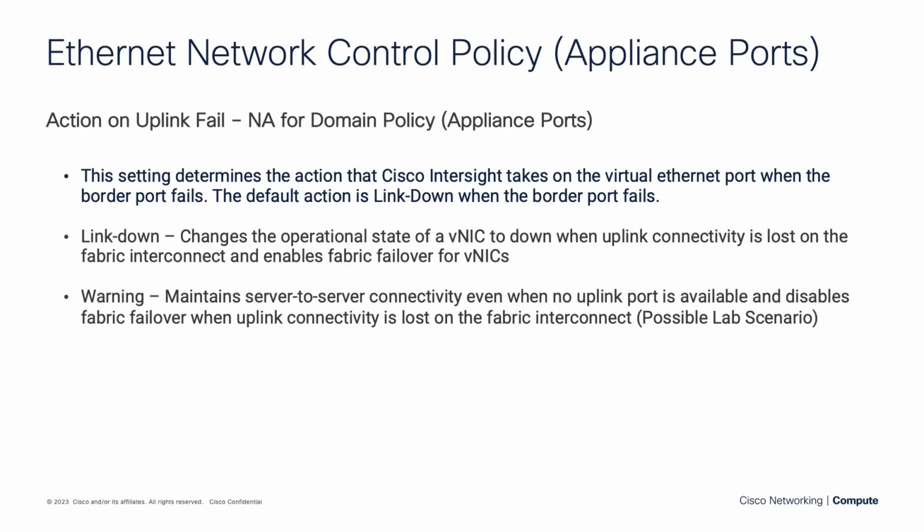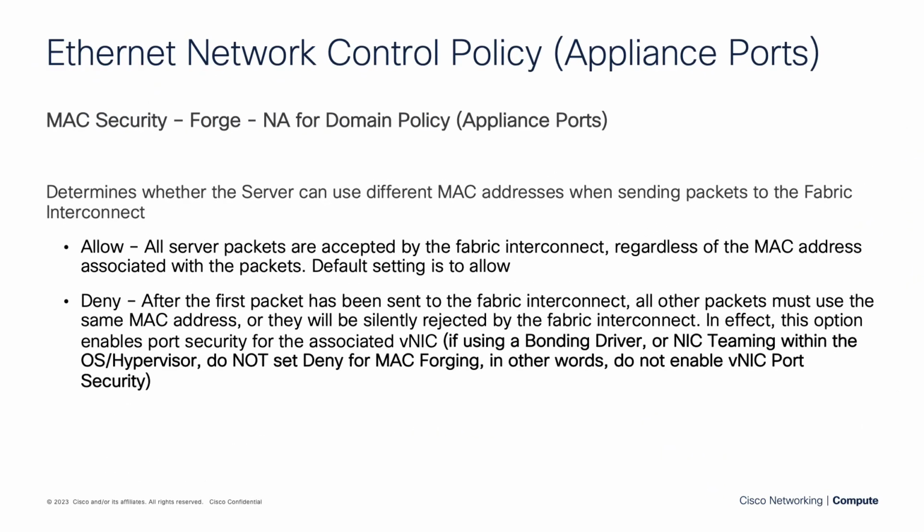Okay, moving on, we have a setting in the policy. It says action on uplink fail. Again, this is not really applicable for appliance ports, so just keep the default setting there. It's not going to be looked at anyway. This is applicable to Ethernet uplinks, so we will talk about this when we discuss the server policies for Ethernet network control. Here's another setting, max security, not applicable for the domain policy side, but we will come back and visit this setting on the server policy side.